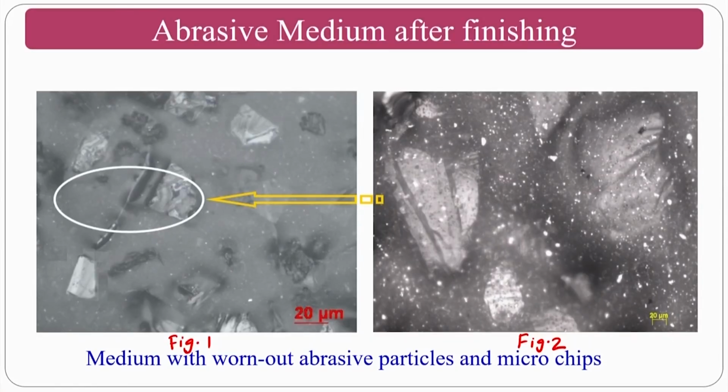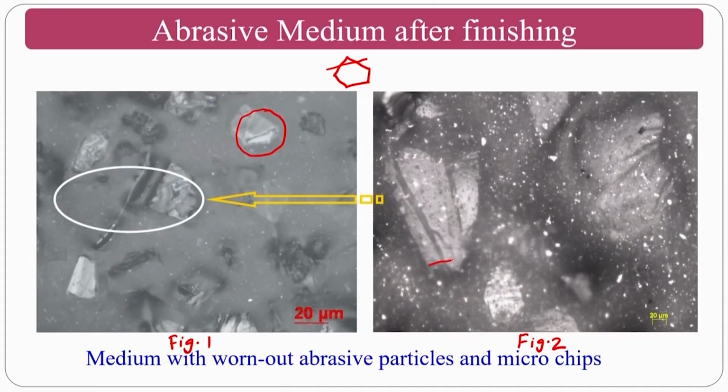Not only that, if you can see clearly, if you are going to use the abrasives multiple times, the abrasive particles also become blunt. This is another phenomenon. Sharp edges of the abrasive particles will become blunt because you are going to use these abrasive particles for hundreds and hundreds of cycles, like 200 cycles or 300 cycles or 400 cycles.